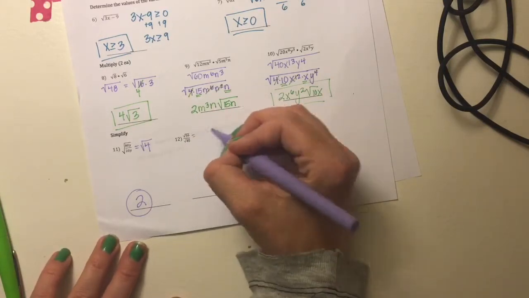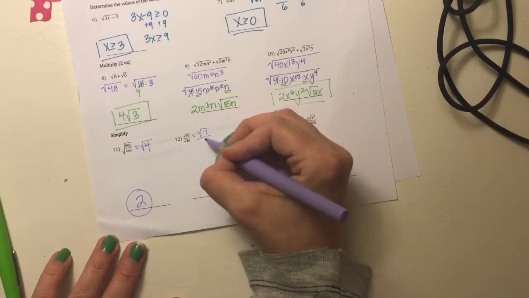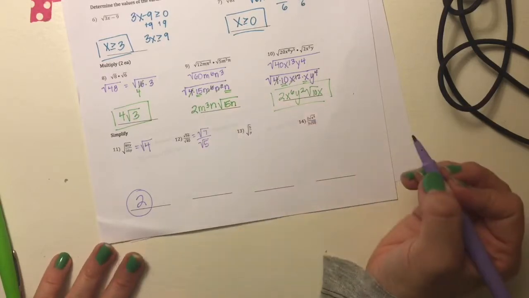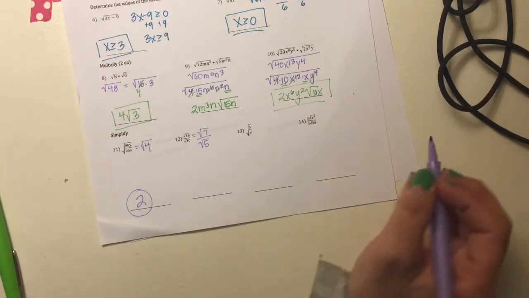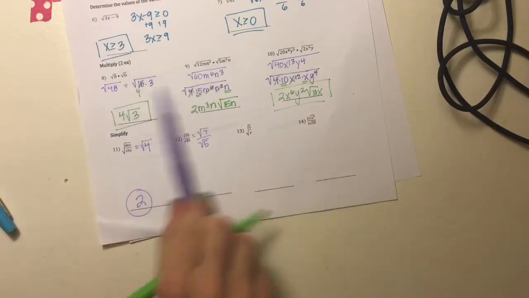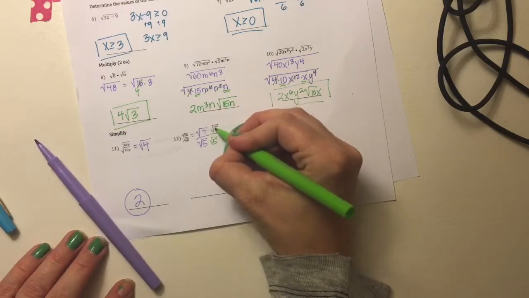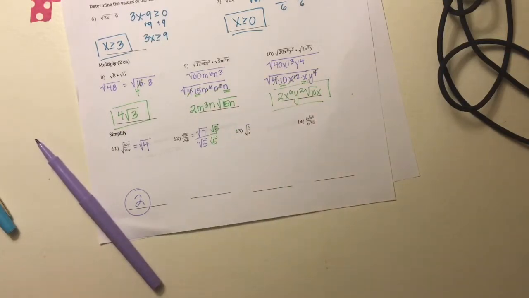56 and 40, those are both divisible by 8. 56 divided by 8 is 7. 40 divided by 8 is 5. Okay, so we've done that, but now we have to figure out, remember, it's like illegal to have a radical in the denominator. So I'm going to multiply both of them by the square root of 5.